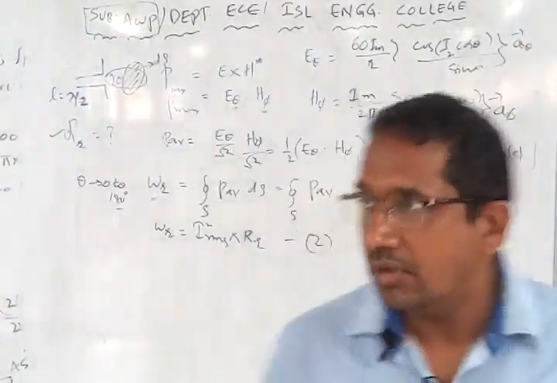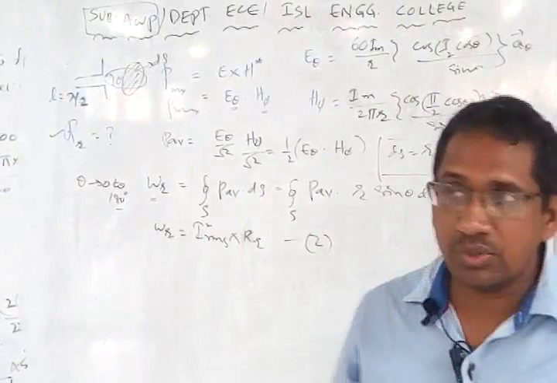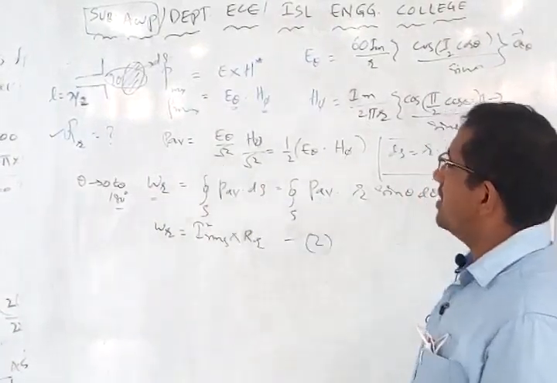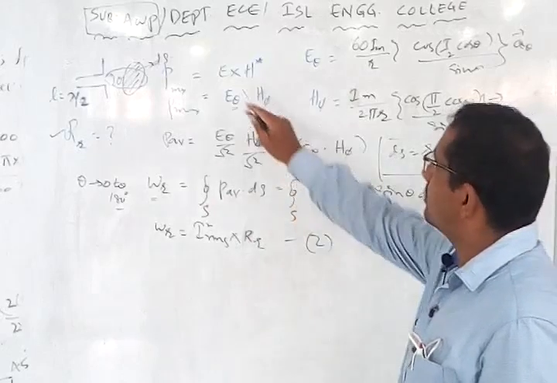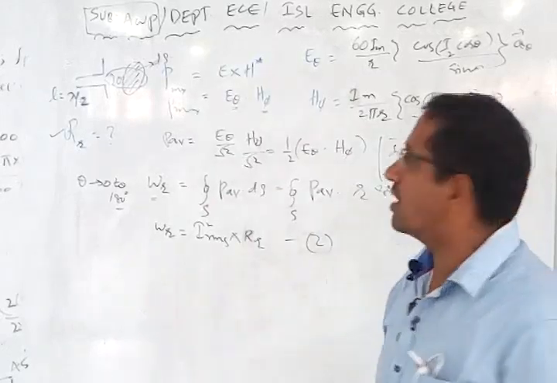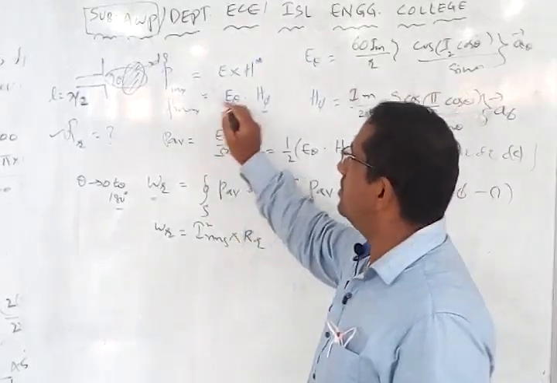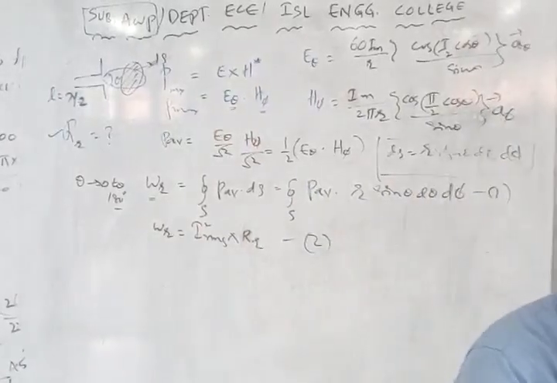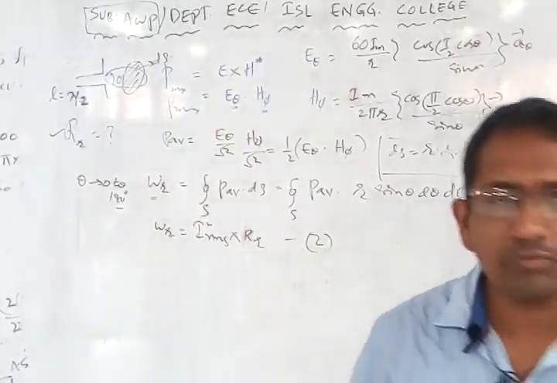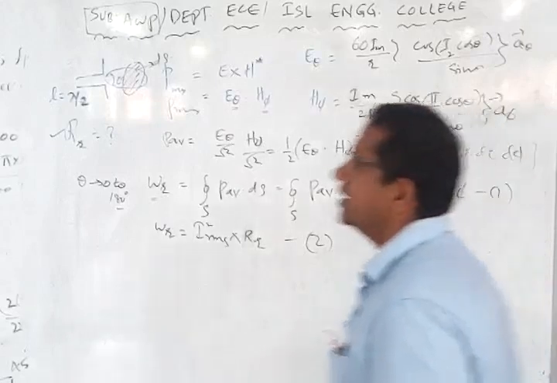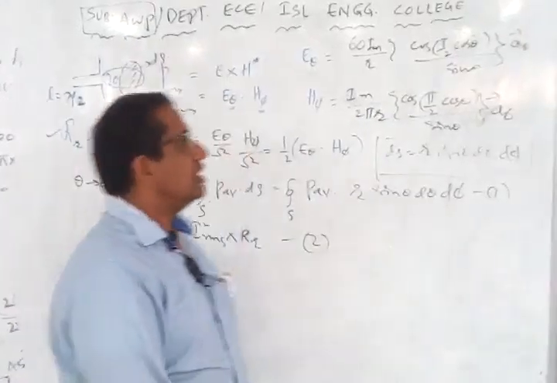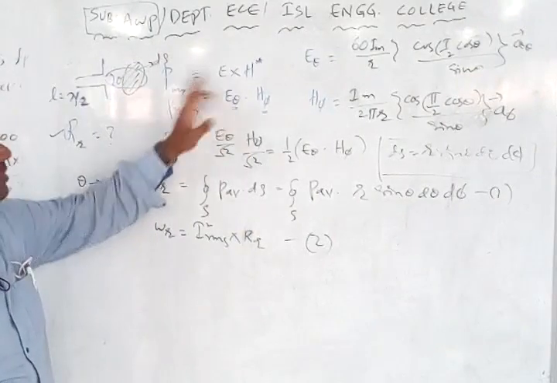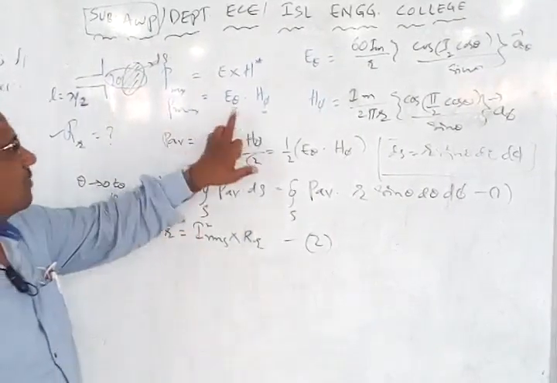Okay. Now what is given to us? We have to find P average. P average comes from the beginning. The maximum power density is equal to E cross H. I have written this E cross H from the Poynting vector, or the Poynting theorem. The Poynting theorem says that the maximum power density is equal to E cross H. Based on that I am writing this.